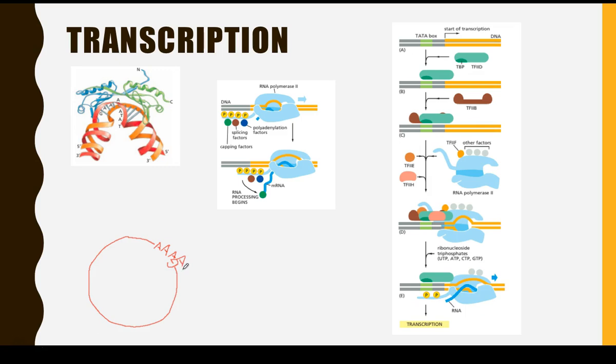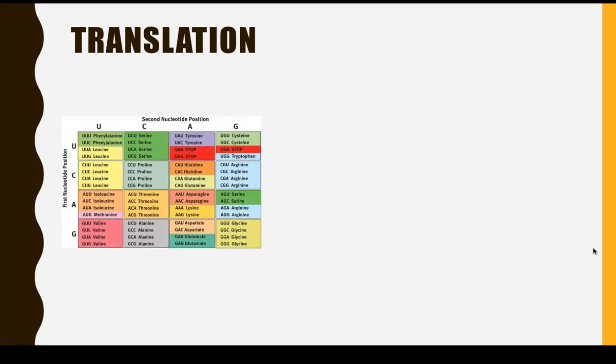Creating a circular mRNA that leaves the nucleus. The process of making proteins is translation. Translation starts with the mRNA and is decoded in sets of 3 nucleotides. 3 RNA bases are called a codon, and each codon codes for a single amino acid.